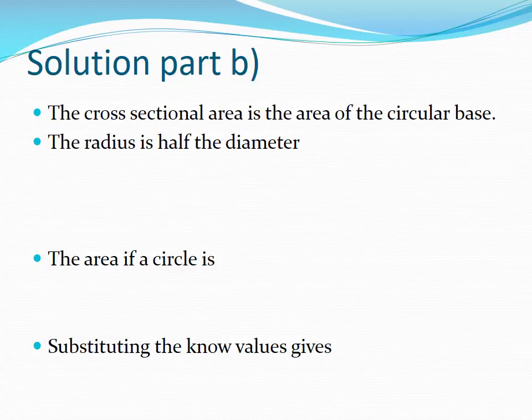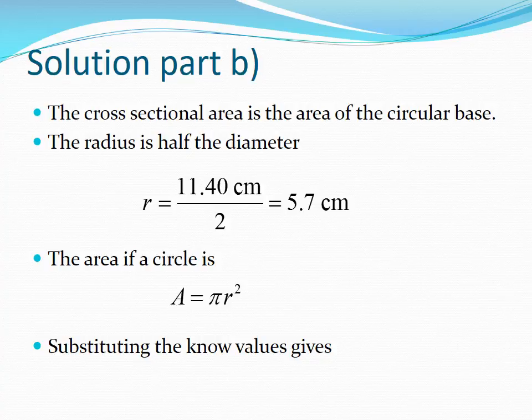The cross-sectional area is the area of the circular base. The radius is half the diameter, or 5.7 centimeters. We will not need the height. The area of a circle is pi times the radius squared. Substituting the known values gives an area of 102.1 square centimeters to 4 significant figures.